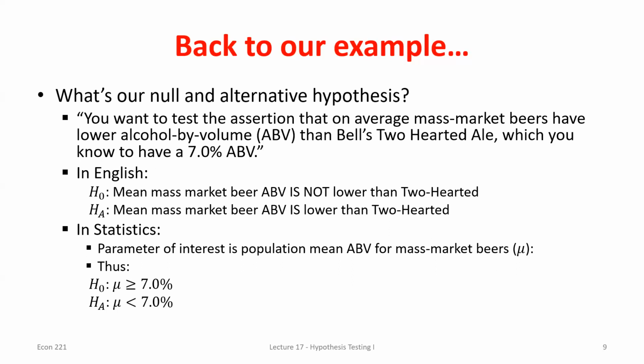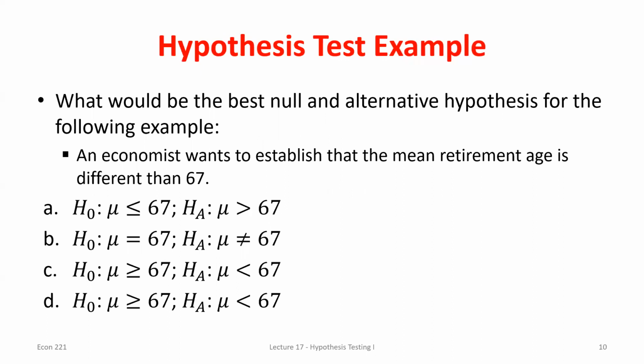Got another one. So let's think about a different example. I think these are a little bit easier. When it comes to identifying the alternative and null hypothesis, when you've got a left or right tail test, I said you always start out with what you're testing for as your alternative hypothesis, so I would write that out first. So here, if I want to test for whether or not the mean retirement age is different than 67, what would my alternative hypothesis be? What am I trying to test for?